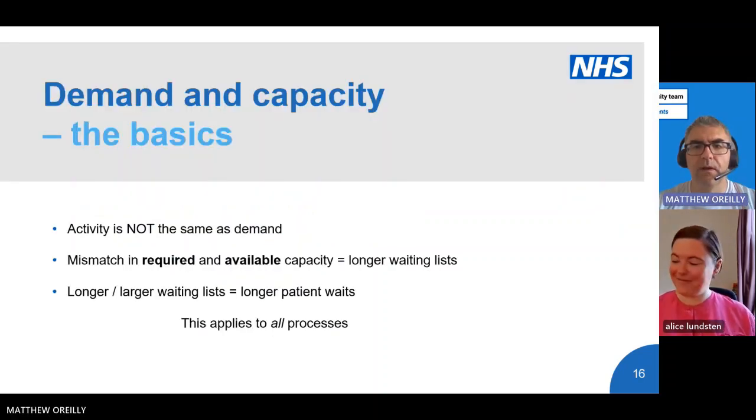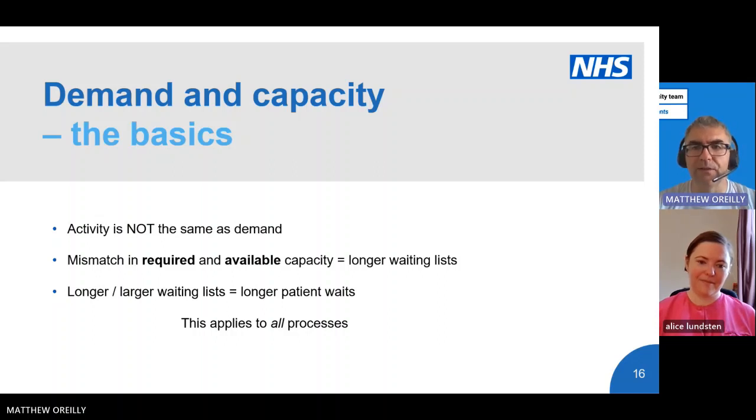So I'm going to talk about some of the basics about demand and capacity, but also some of the misconceptions that we see and hear quite frequently. In terms of basics, it's probably best to start out by stressing that activity is not the same as demand. And hopefully this can be one of your key takeaways from listening to this.